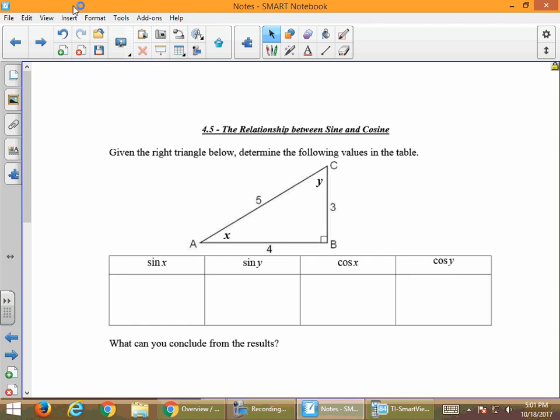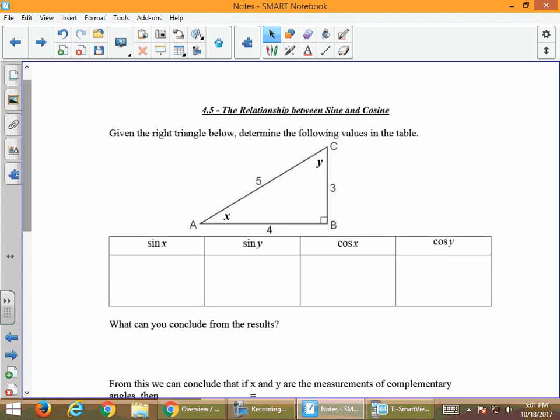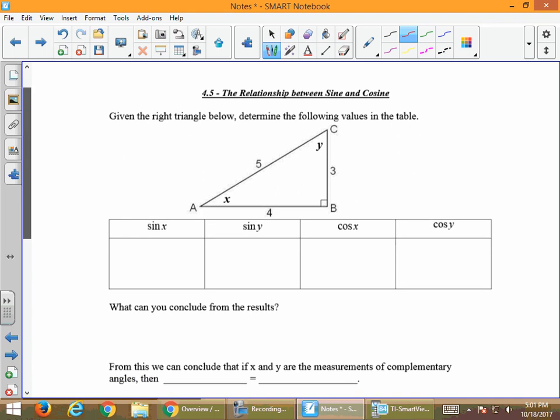All right. Welcome to learning target number 5, the relationship between sine and cosine. You are probably to the point now through this unit of trigonometry and geometry that a lot of these sine and cosine and tangent things are probably starting to come a little bit easier to you now. So I am going to be able to speed through just a little bit.